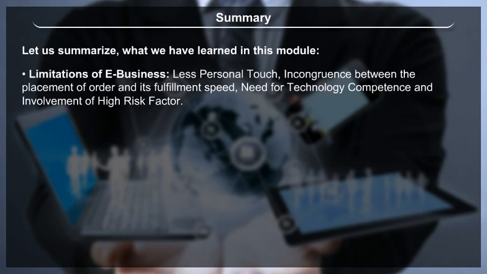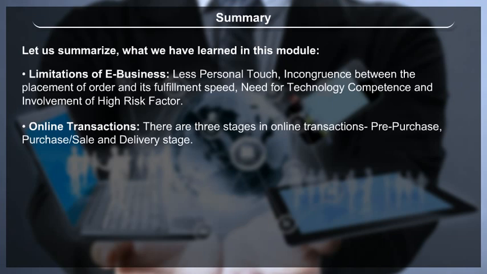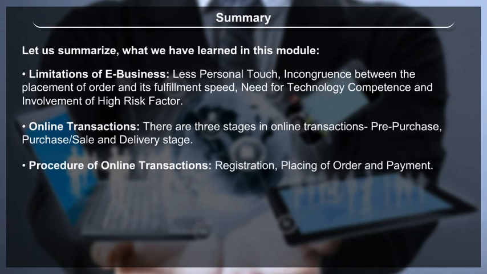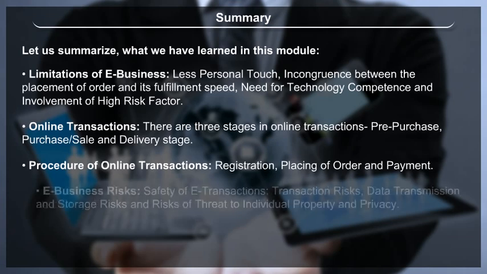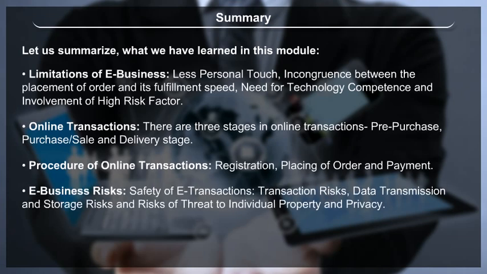Limitations of e-business: less personal touch, incongruence between the placement of order and its fulfillment speed, need for technology competence, and involvement of high-risk factor. Online transactions. There are 3 stages in online transactions: pre-purchase, purchase or sale, and delivery stage. Procedure of online transactions: registration, placing of order, and payment. E-business risks. Safety of e-transactions: transaction risks, data transmission and storage risks, and risks of threat to individual property and privacy.